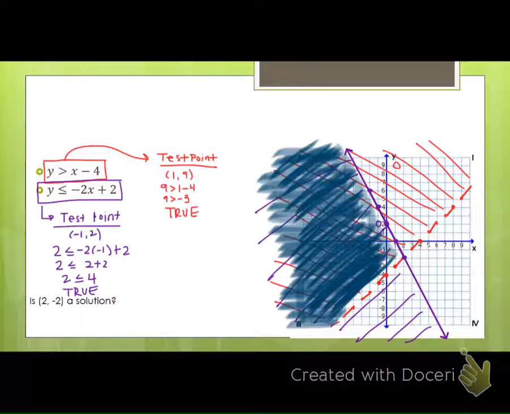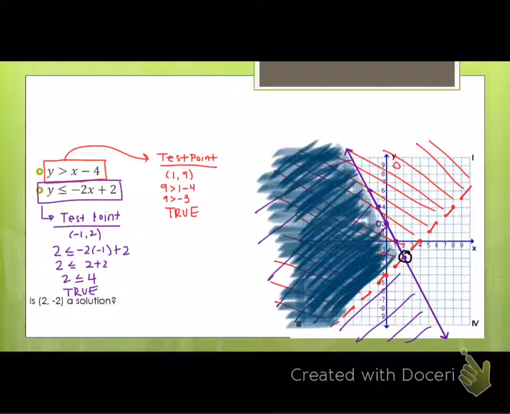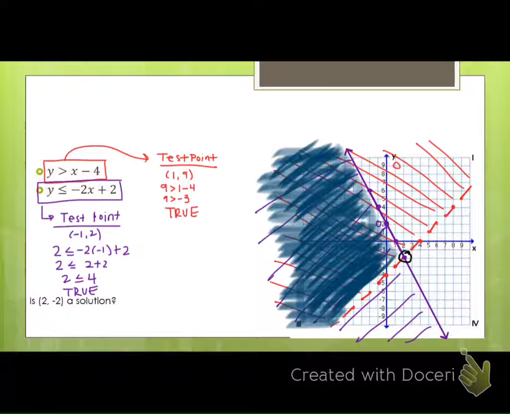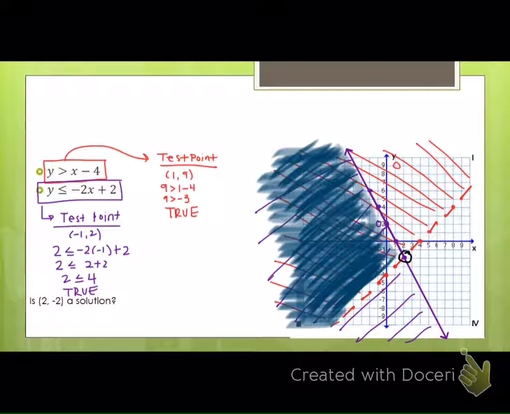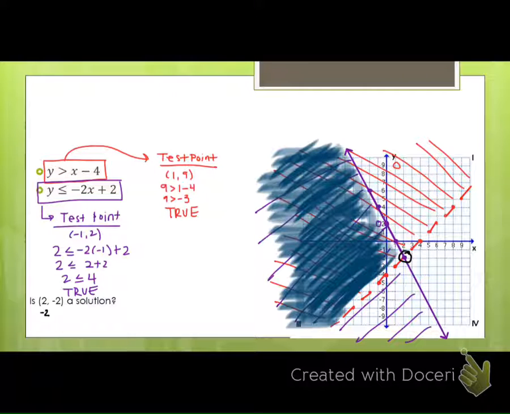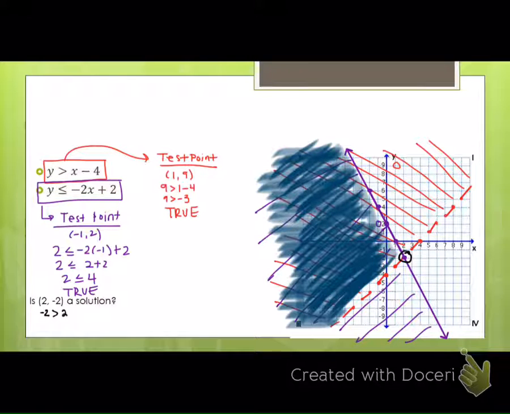Okay, guys, is 2, -2, this point here, a solution? No. But one of these lines is, and the other line is not. Is it a solution though? No, it's not. I can show you if I plug this in: -2 is greater than 2 minus 4. Is -2 greater than -2? No, they're equal. So it doesn't make that first one true. So that's why this is no. It has to do with the fact that one line is dashed.